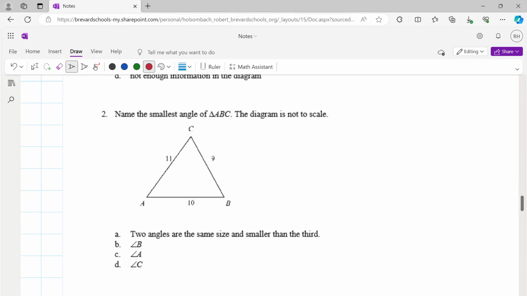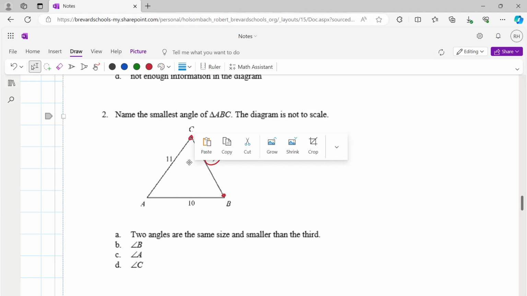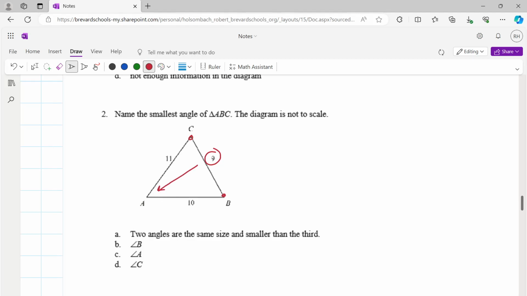Problem number 2. Name the smallest angle in the triangle. Well, the smallest angle is opposite the shortest side. So the shortest side is side CB. So the angle opposite of CB doesn't have a C or a B in it. So it's angle A.